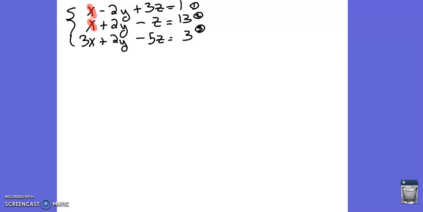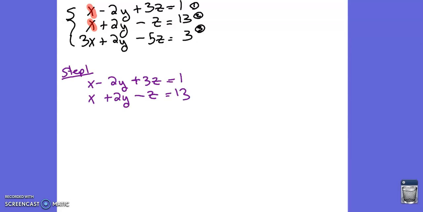So I'm going to take equation 1 and equation 2, and I'm going to end up crossing out the x's. So notice I lined them up, and then I'm going to subtract these equations, or if you want to think of it as multiply this whole equation by -1 and then add them, so whatever. If I subtract them or multiply by -1 and add, the x's will eliminate, and here I'm going to get -4y, and then plus 4z equals -12.